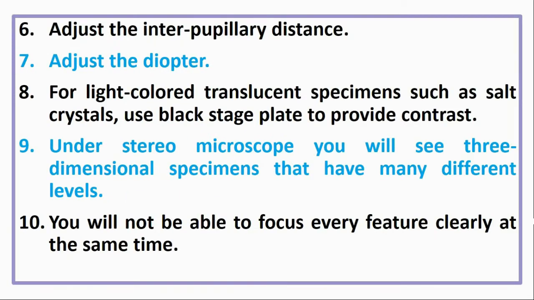Adjust the interpupillary distance. This has to be done correctly so that you see one field. A diopter is used to make up for focusing differences between your eyes. So you have to adjust focus with both eyes separately. Under a stereo microscope, you will see three-dimensional specimens that have many different levels. You will not be able to focus every feature clearly at the same time.